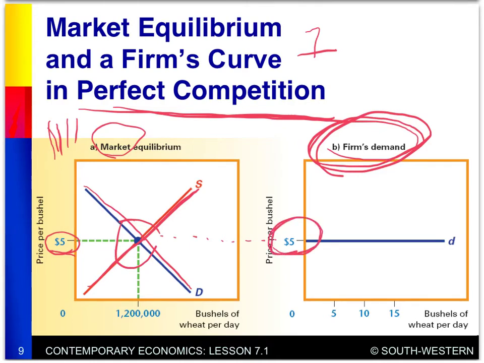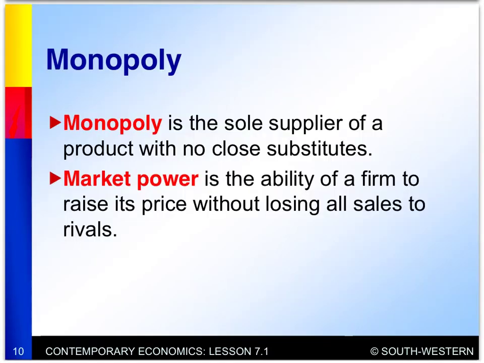So no matter how much people want or demand of his wheat, he's got to sell it at $5. That's his only option. All right. A monopoly is the sole supplier of a product with no close substitutes. And monopolies have really big market power. That's the ability of a firm to raise its price without losing sales to other companies. That's how you know you have a monopoly.